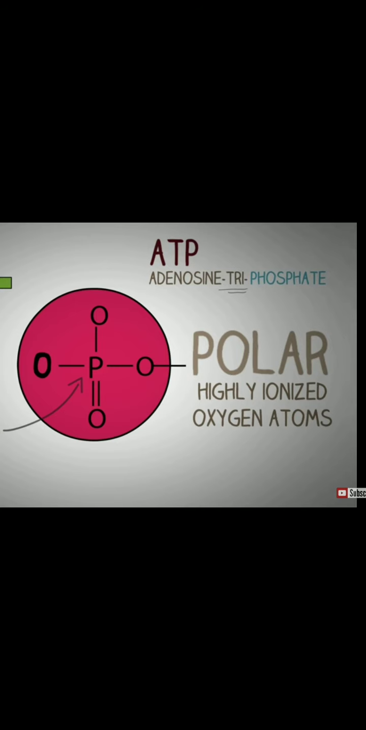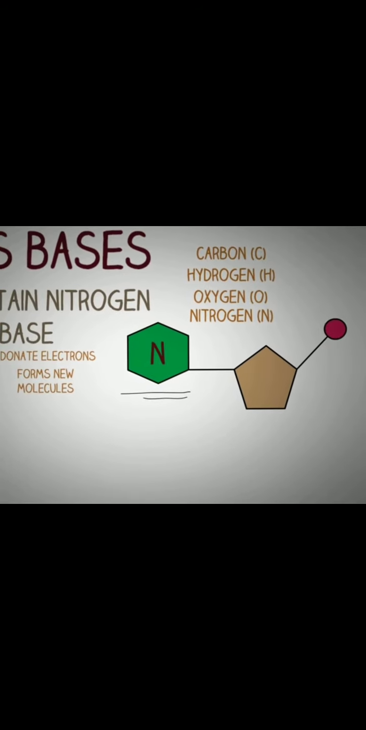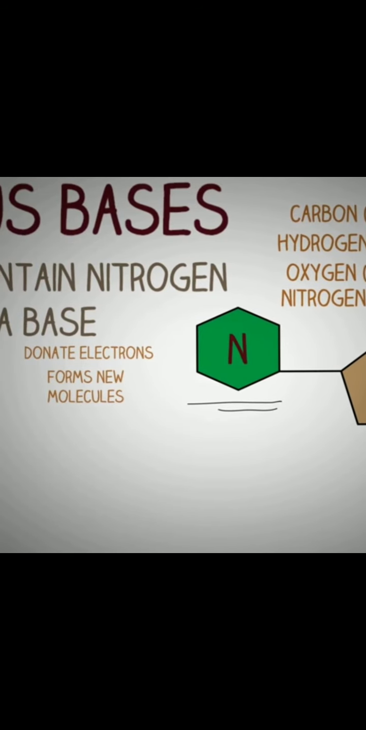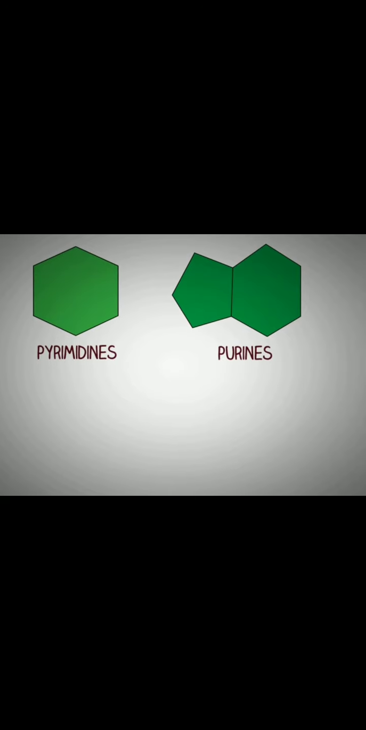The third important structure of a nucleotide is the nitrogenous base. Nitrogenous bases are basically molecules that contain nitrogen and act as a base. Most of you know the human body contains organic chemicals which have carbon, hydrogen and oxygen in various amounts. In nitrogenous bases, nitrogen combines with carbon atoms to form ring-like structures. These molecules are called bases and they donate electrons to other molecules. There are two types of ring structure. One is a single ring and the other is a double ring. The single rings are called pyrimidines and the double rings are called purines.